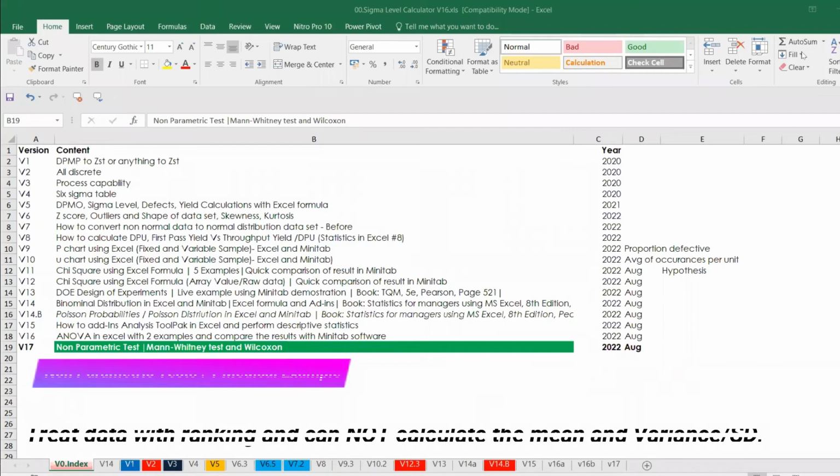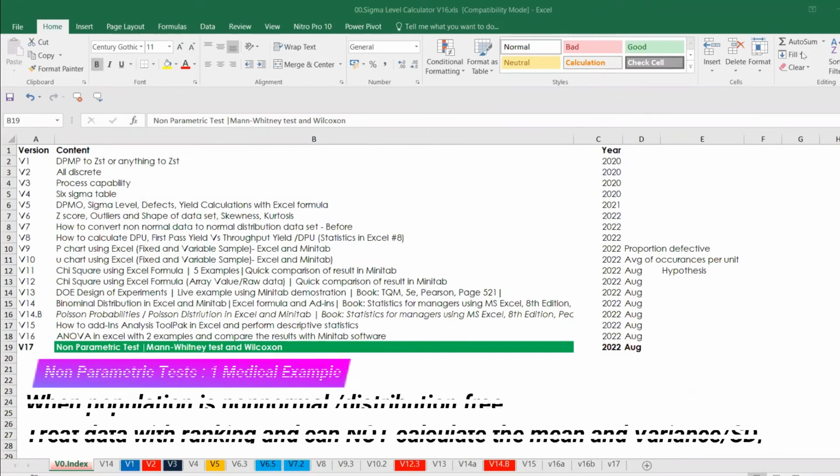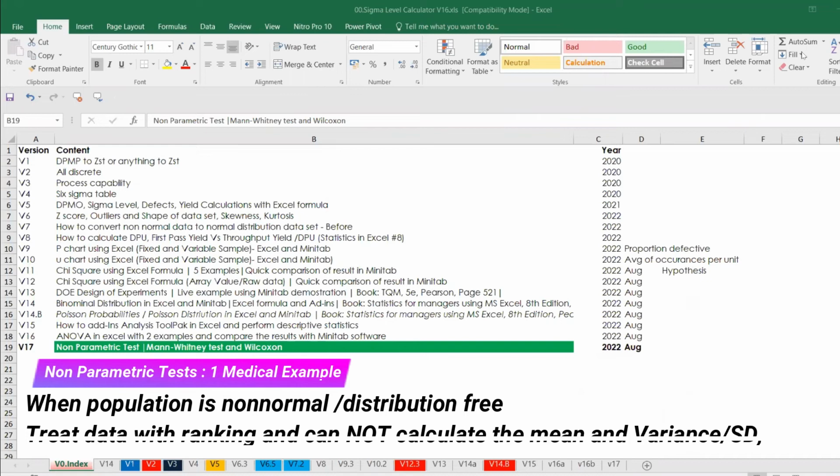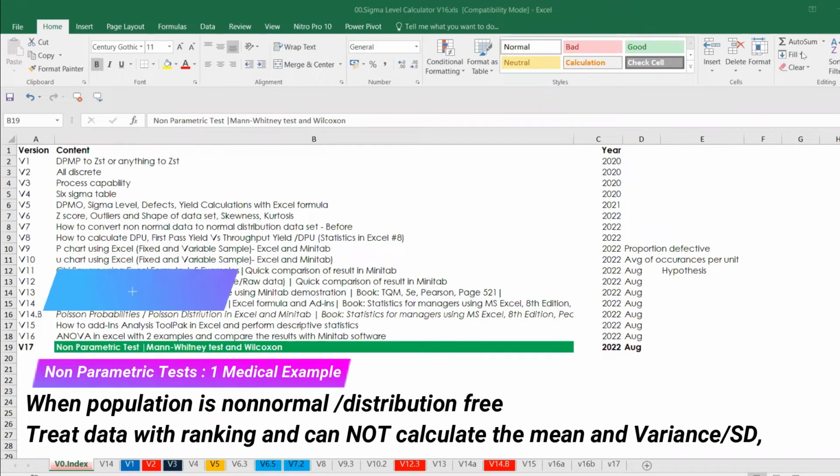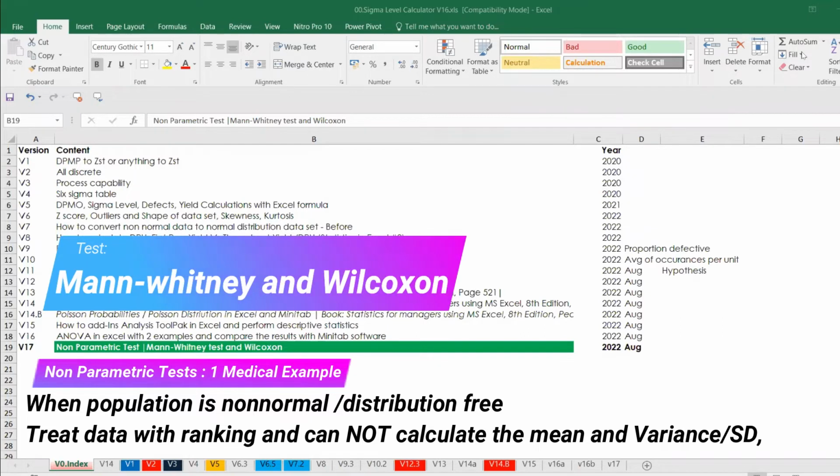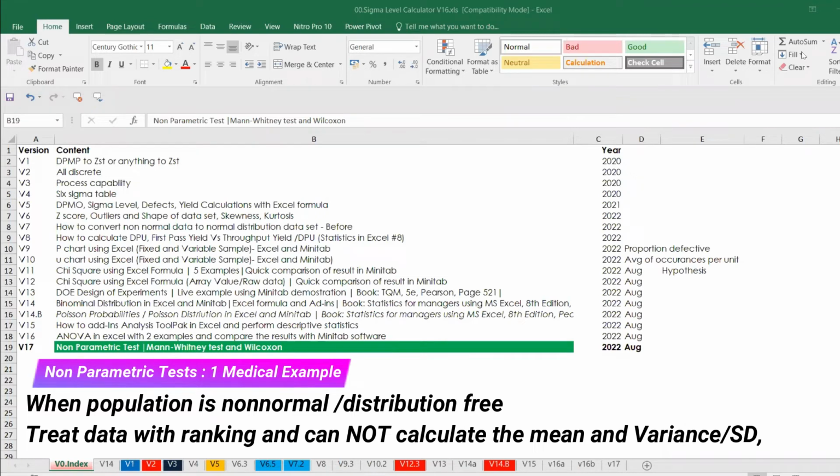Would you like to learn non-parametric tests with an example, and the two non-parametric tests, the Mann-Whitney test and the Wilcoxon test? If your answer is yes, it's good news that you have a great example which you are going to explore in this video, and we are going to do it in Excel with basic calculation. We are also going to do it in Minitab as well.